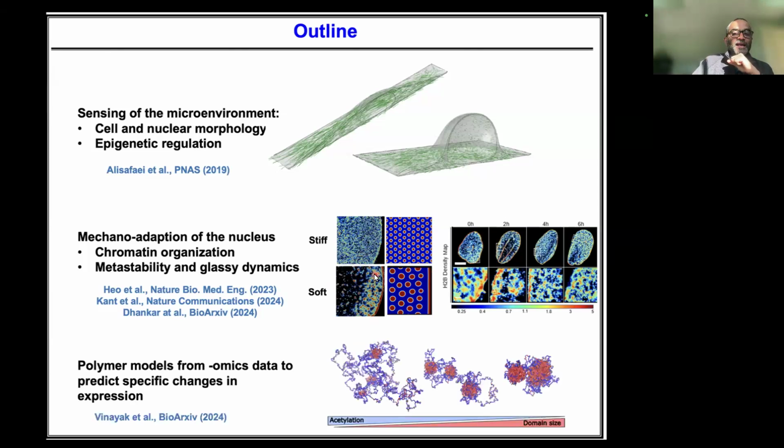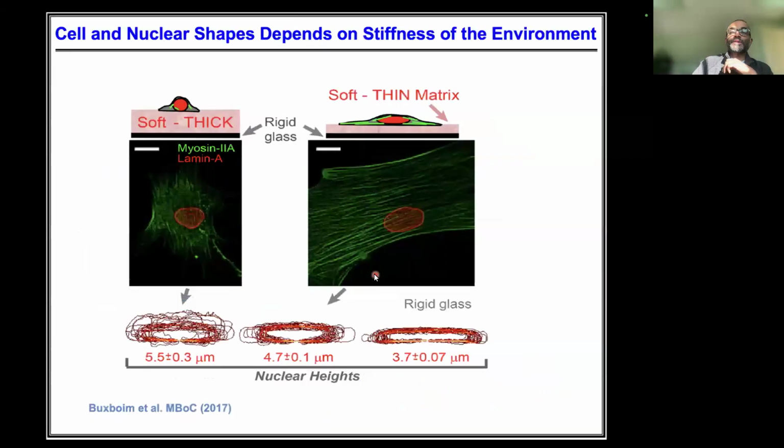And more recently, we've been going beyond phase field to a polymer approach based on omics data. While the phase field gives you a mesoscale picture, having omics data can actually help us pinpoint which genes are getting up and down regulated. So hopefully I'll have time to go into this.